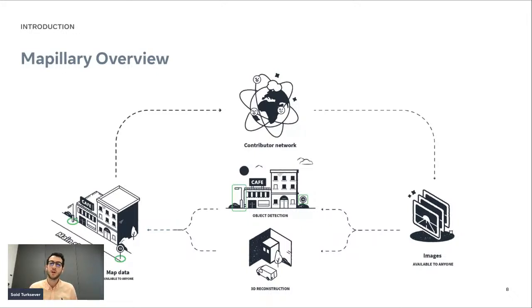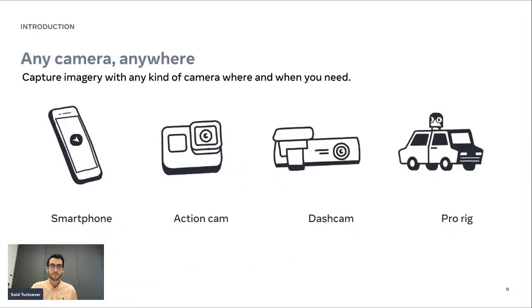We perform object detection and then 3D reconstruction on those images, generating a 3D model from those images and extracting map data. And you can use any camera, anywhere, and contribute to Mapillary. You can use your smartphone. We also support action cameras, dash cams, and you can also use professional rigs to contribute to Mapillary.